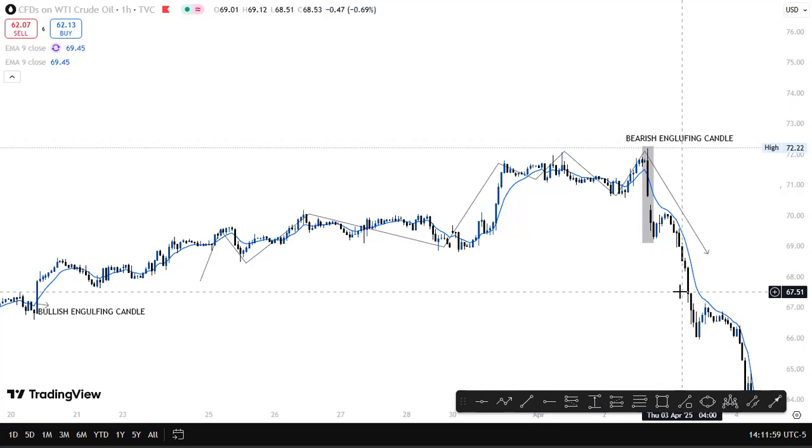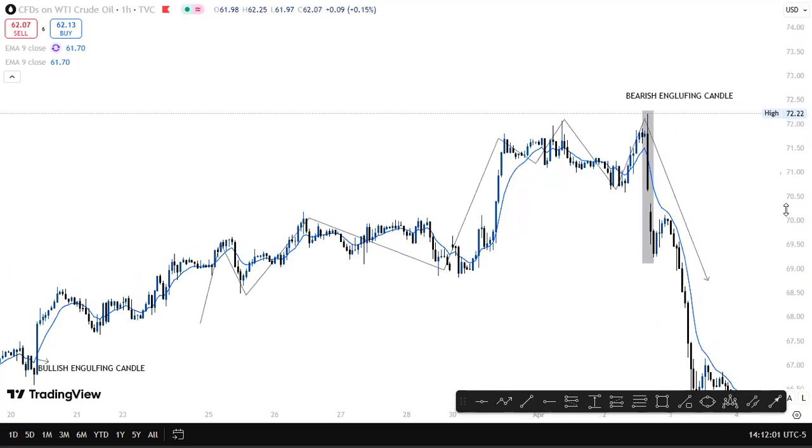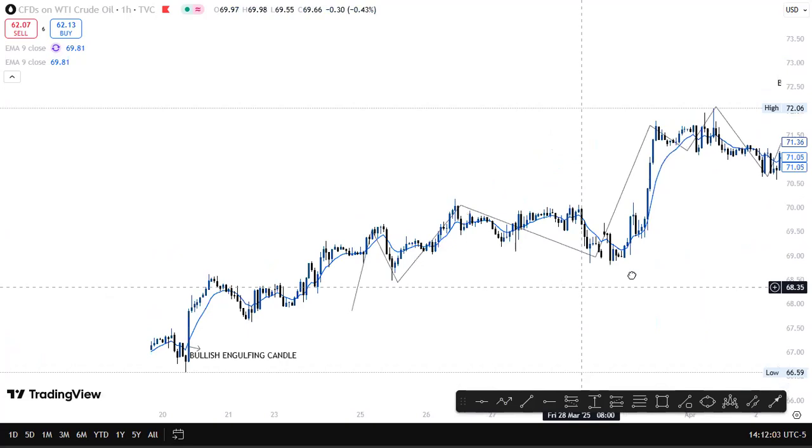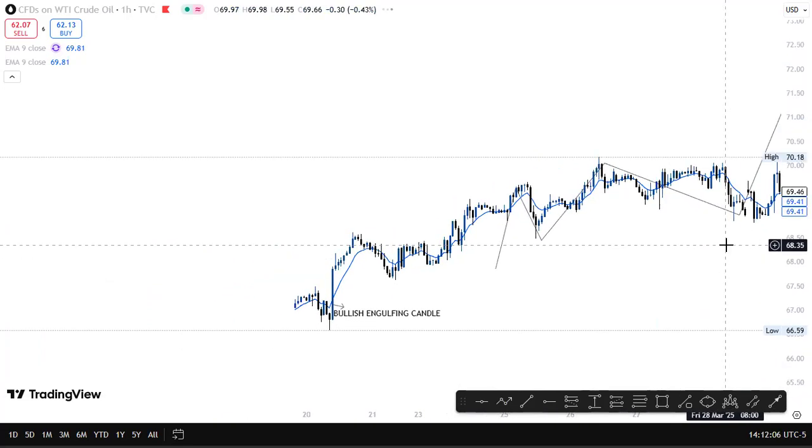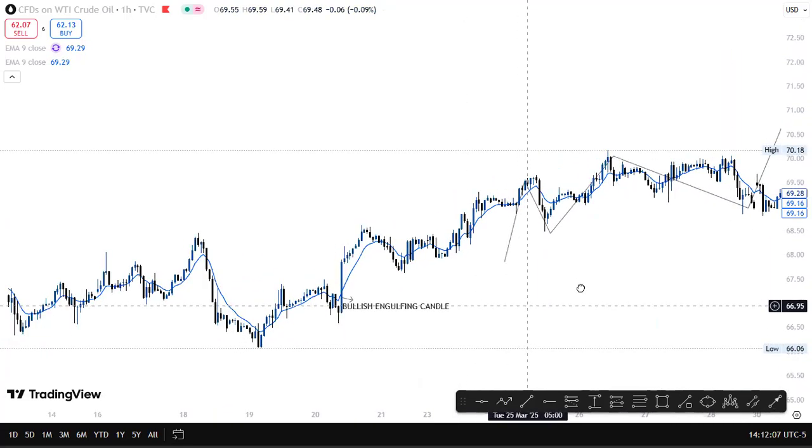But you don't just see these patterns and then enter the chart and decide to place a trade. No, you have to have other confluences to guide you when trading it.